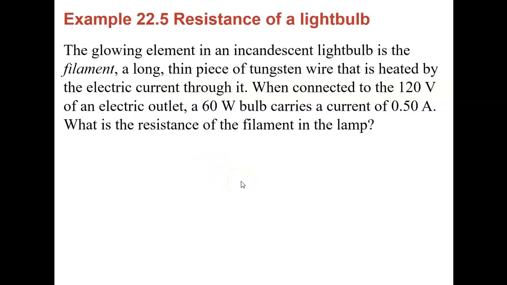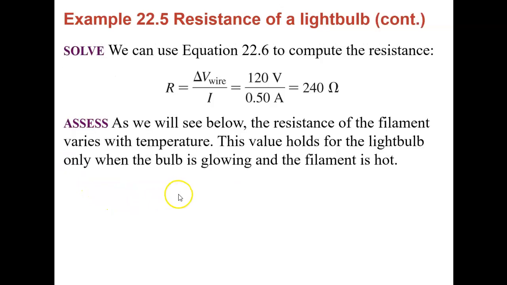The glowing element in an incandescent light bulb is a long piece of wire from an element called tungsten that's heated by the current. When it's connected to 120 volts of an electric outlet, which is what the outlets in your house have, a potential difference of 120 volts, a 60-watt light bulb carries a current of a half an amp. What is the resistance of the filament of the lamp?